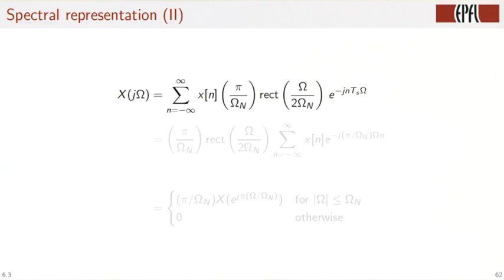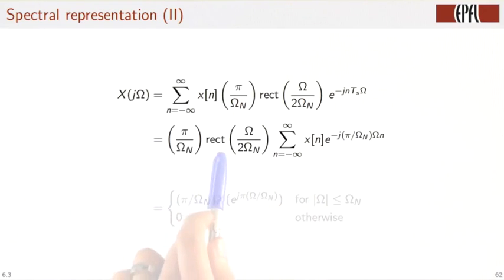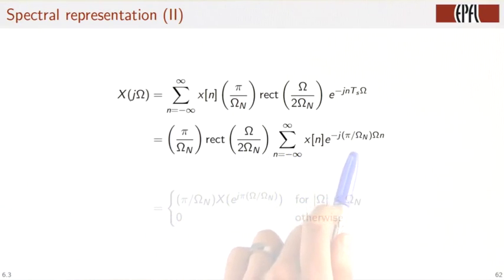Let's analyze this formula in detail. Capital X(j omega), the Fourier transform of our sinc interpolated signal, is the summation here of x[n] times the rect and e to the minus j n Ts omega. The rect function does not depend on small n, so we can take it in front. We are left on the right side with the summation from minus infinity to plus infinity of x[n] e to the minus j pi over capital omega N times omega, the variable, times n. Now we recognize an old friend.